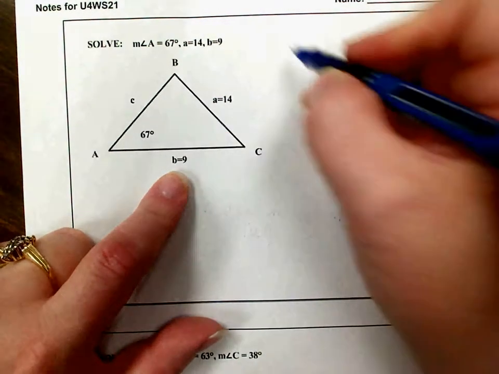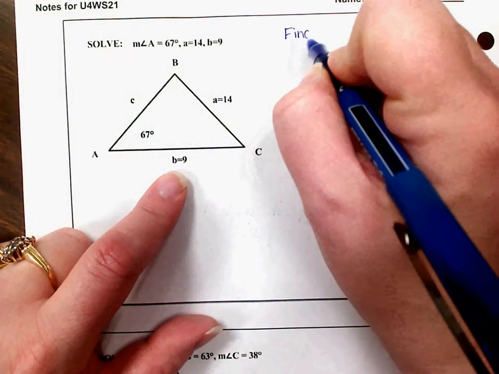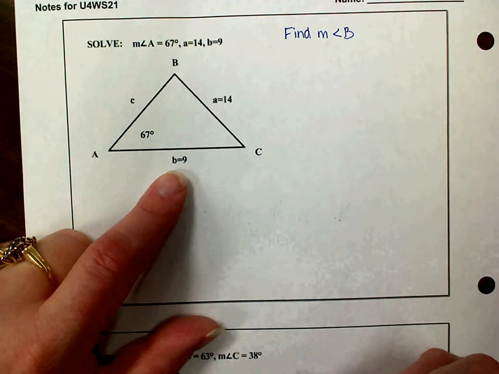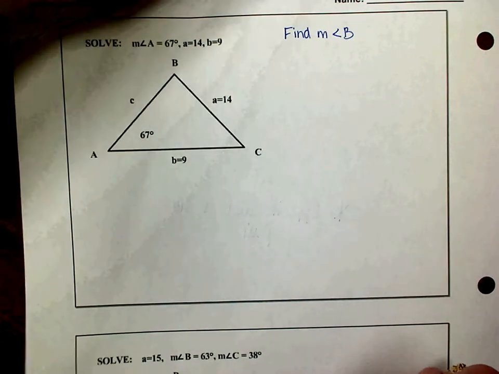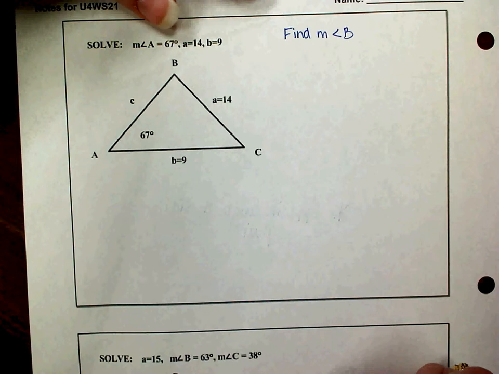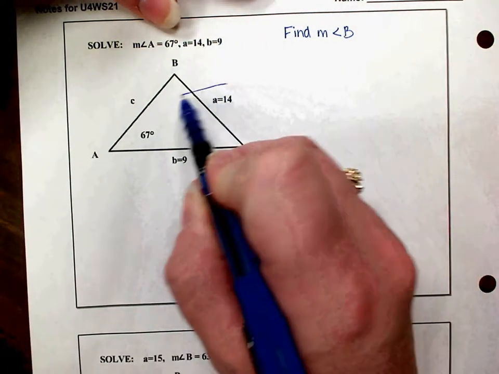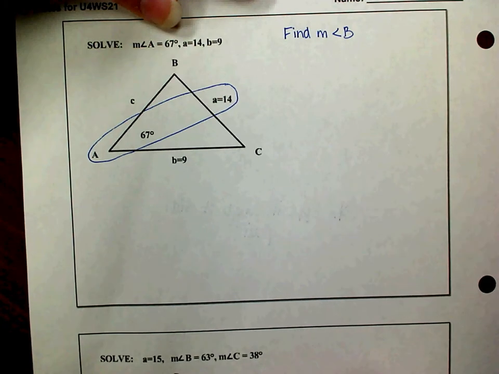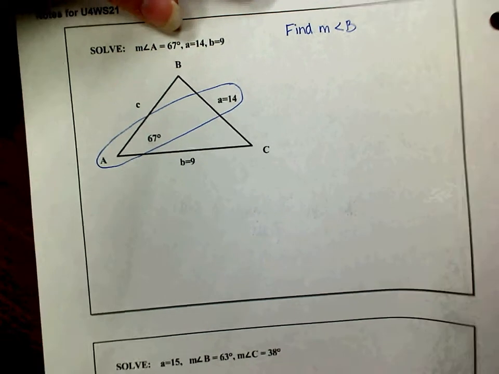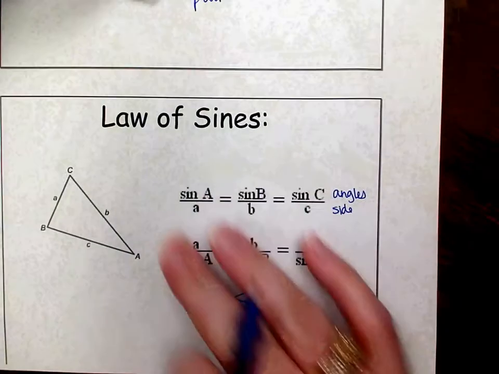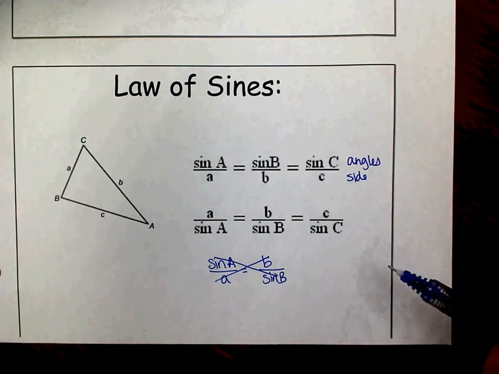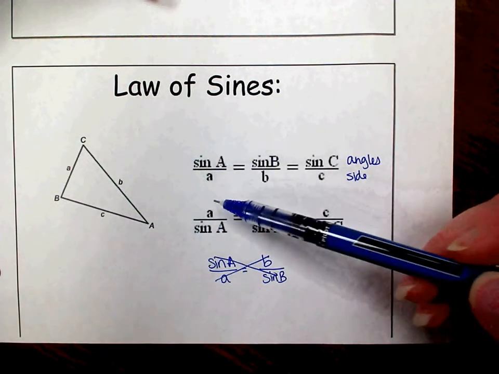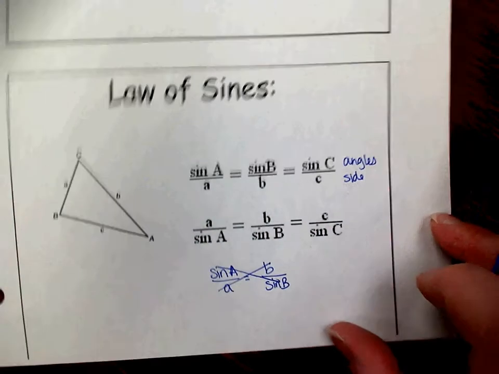Well, on this one, I'm going to ask you to find the measure of angle B. That's going to be our goal. So remember, to use the law of sines, we have to know an opposite angle and side pair. We know that when we're given angle A and side A. There's my opposite angle and side pair. So when I'm deciding out of my formula what ratios to use for my proportion, I'm definitely going to be using the sine of A and side A because that's the opposite pair that I'm given.